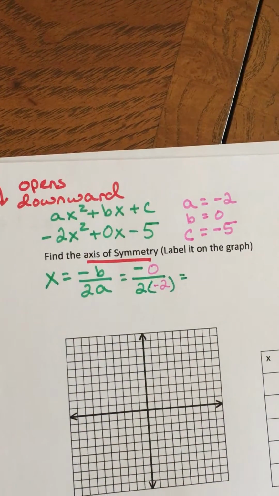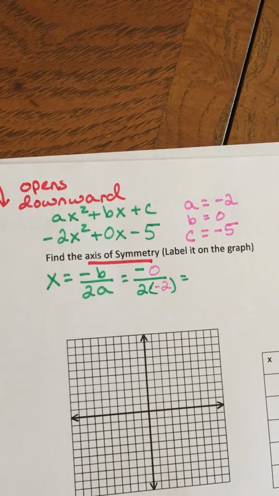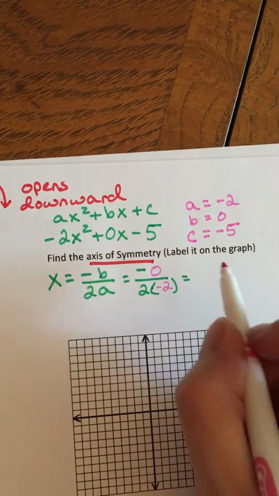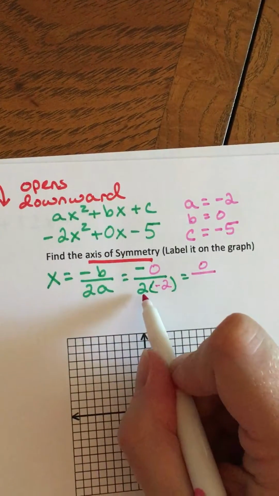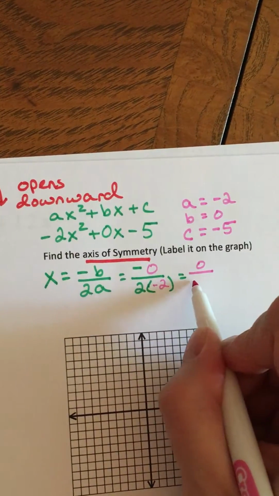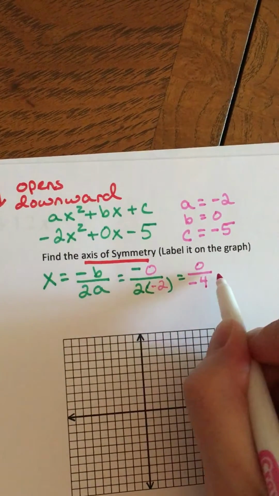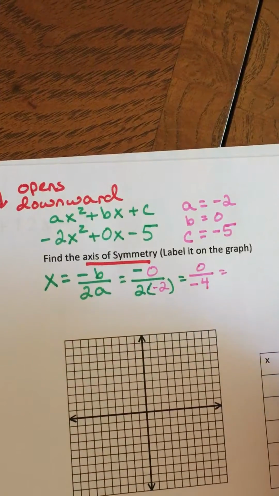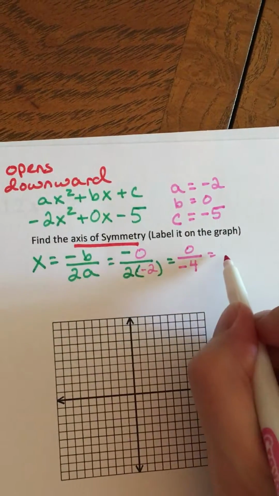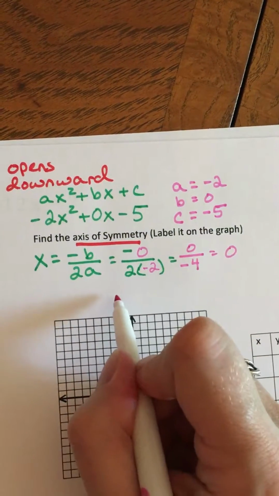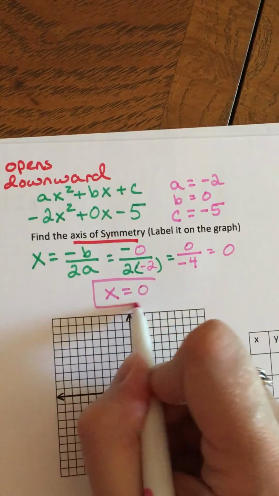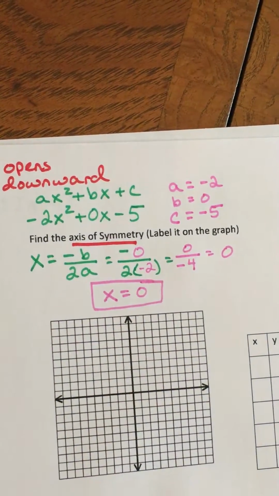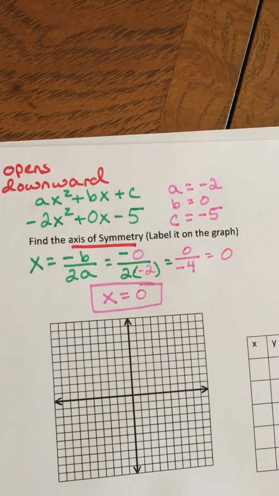You might say, hey, what's negative 0? Well, what's negative nothing? Nothing. It's just nothing. So what's 2 times negative 2? Oh yeah, negative 4. And then 0 divided by any number in the whole wide world, 0. So my axis of symmetry is x equals 0. That is where my graph is going to cut itself perfectly in half.